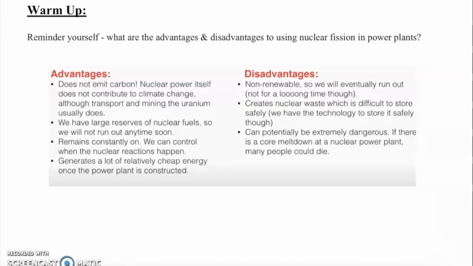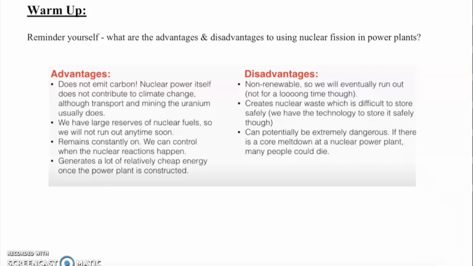So here's a reminder of the advantages, things like being climate friendly, not emitting carbon. We have large reserves of it. It remains constantly on, unlike solar or wind when, if the sun's gone or the wind's gone, we don't have power. And it's relatively cheap once you build this power plant.